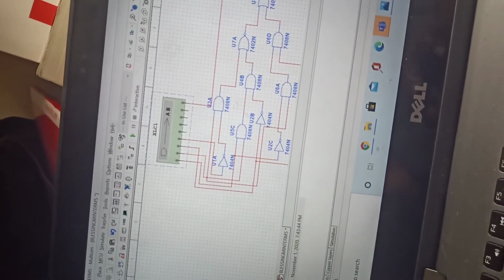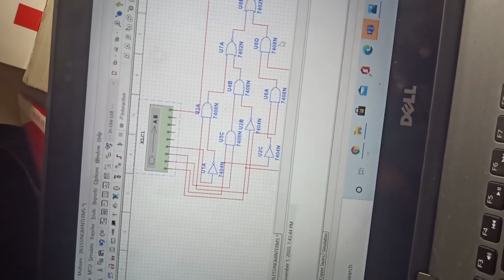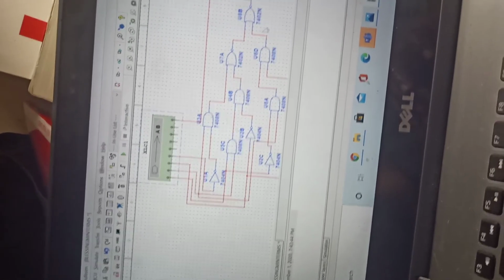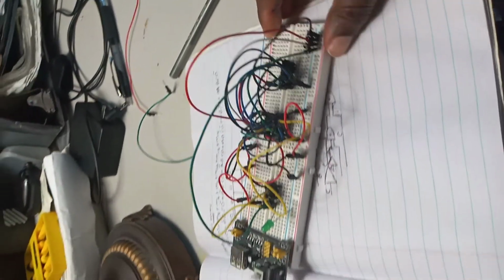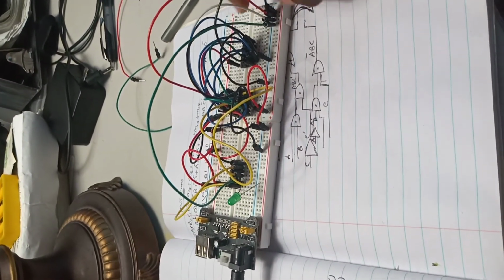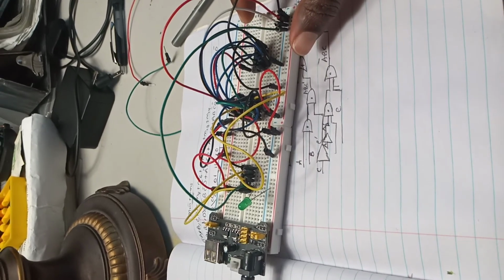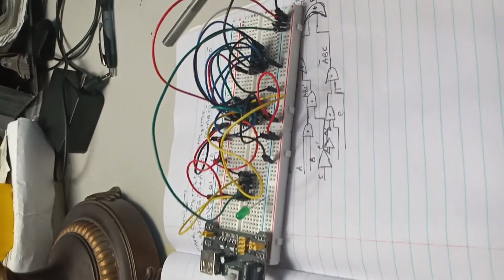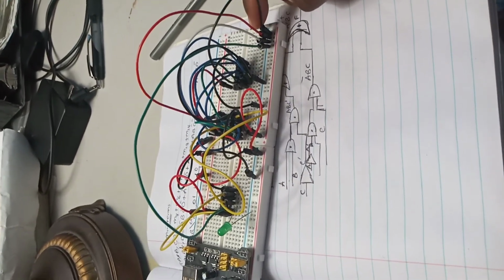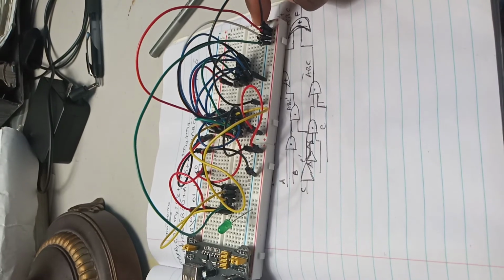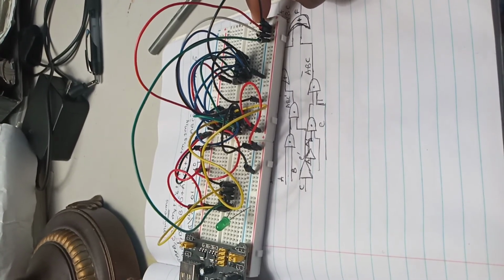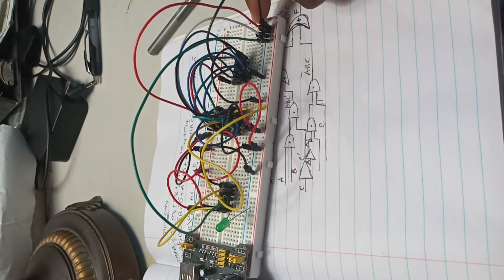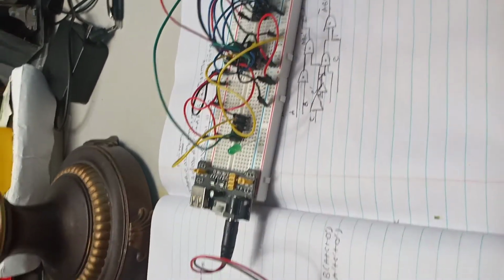So the next step was to build this schematic on my breadboard, which I did, and this is what it looks like. So this is the schematic for my midterm. I already built it. So this is the schematic for my midterm. So the next step is to verify the truth table.